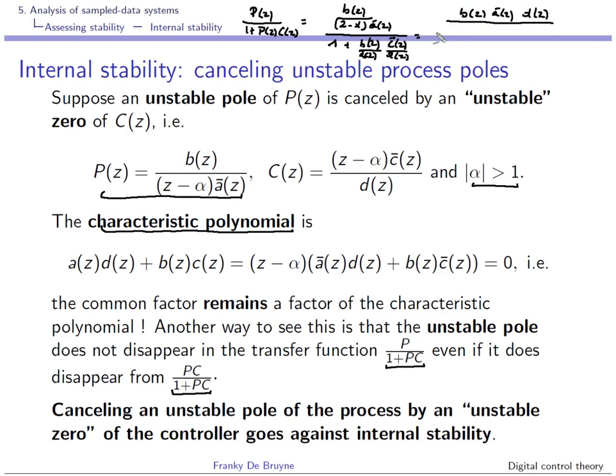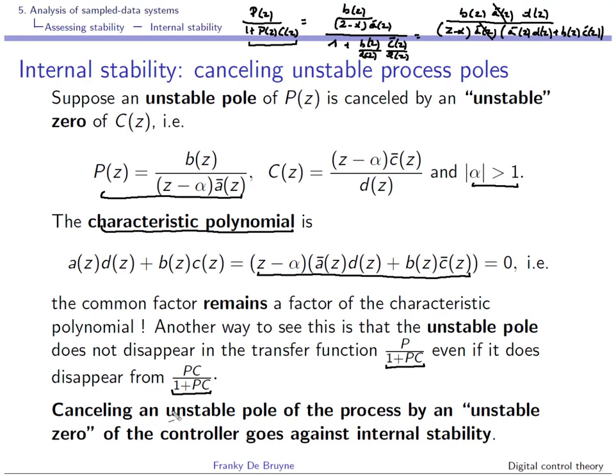Here you'll have z minus alpha a bar z, so these two will cancel out, and you'll have a bar z dz plus bz c bar z. And this is indeed the characteristic polynomial that we have at the denominator, and in this transfer function, this root that is outside the unit circle is still present, so this transfer function is unstable.